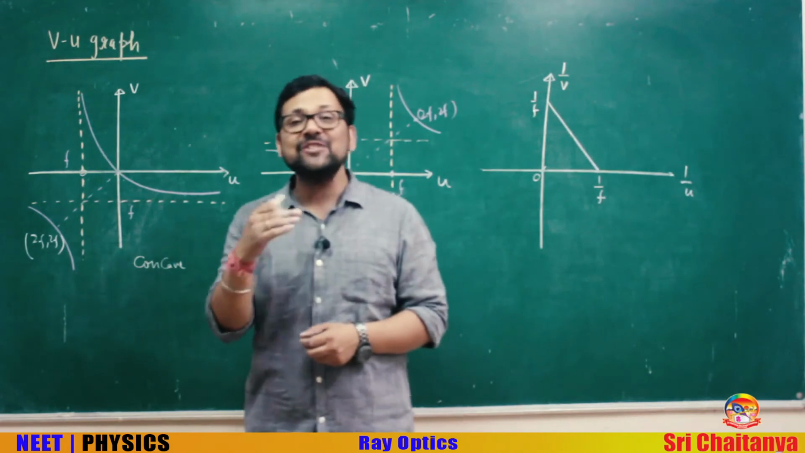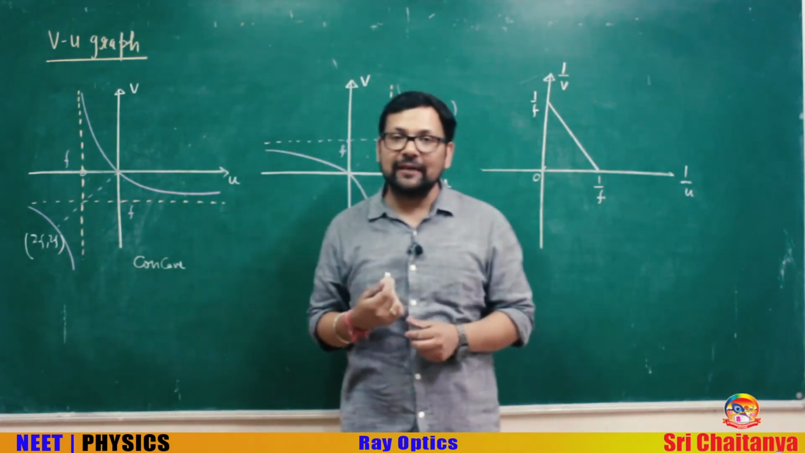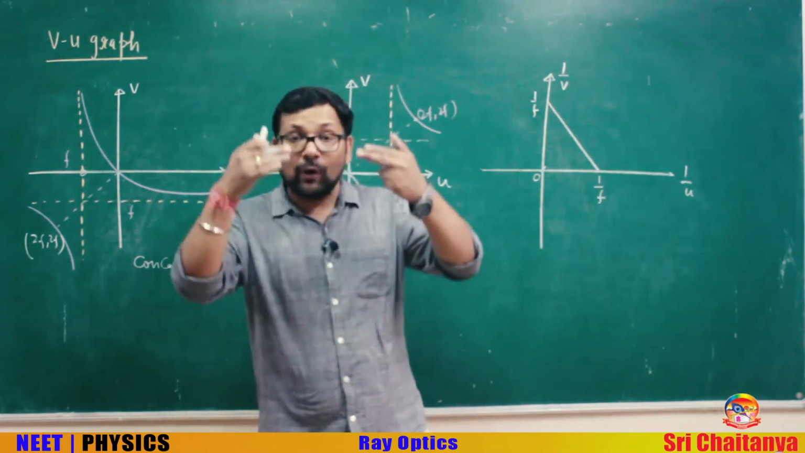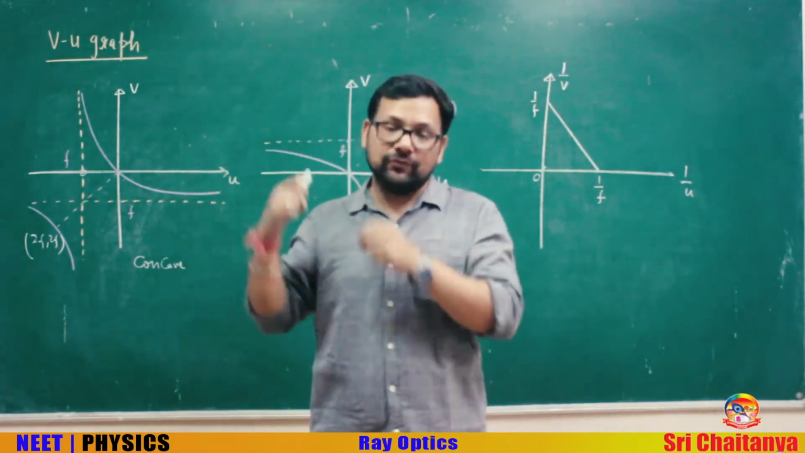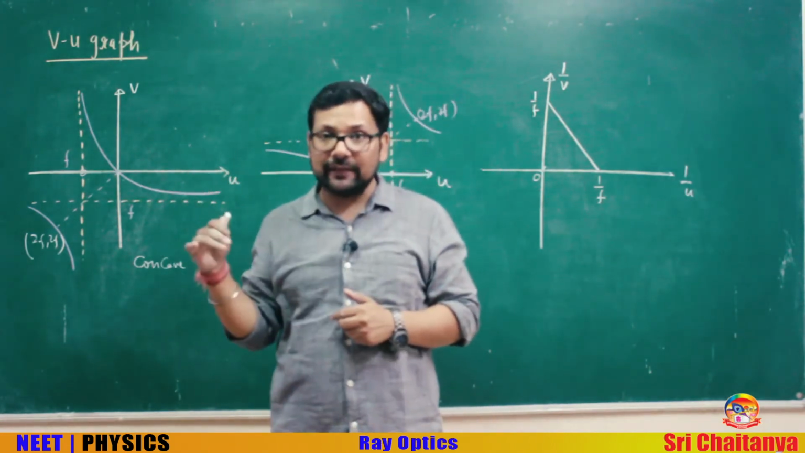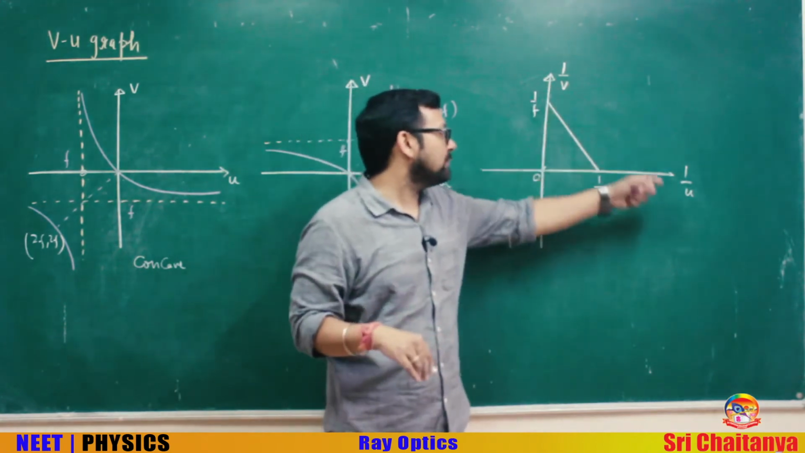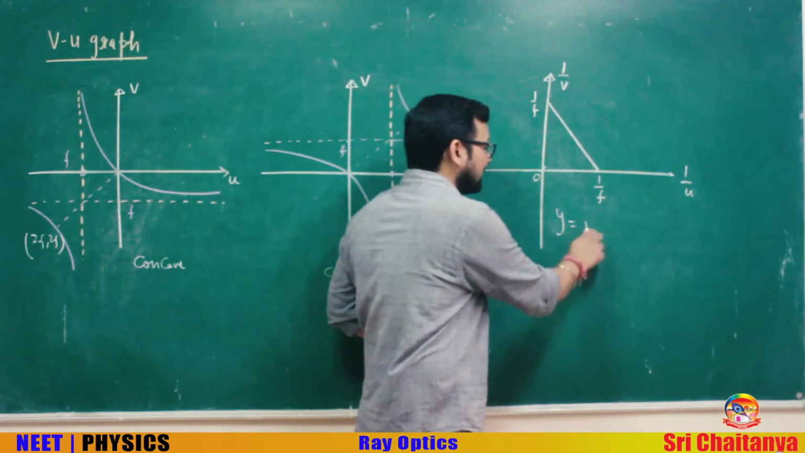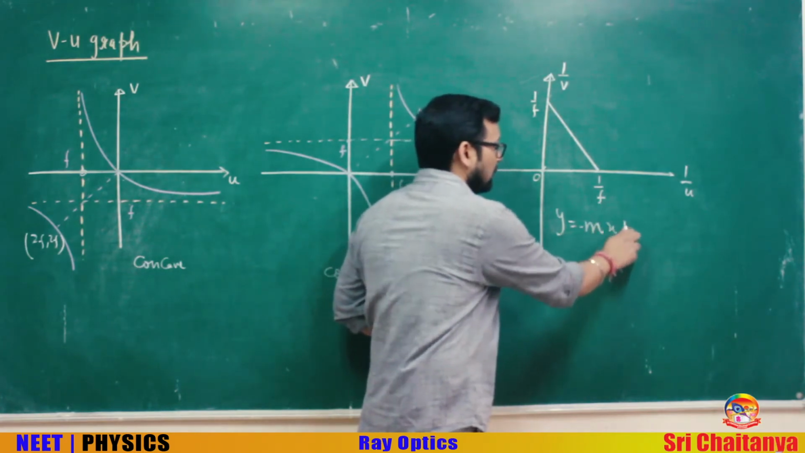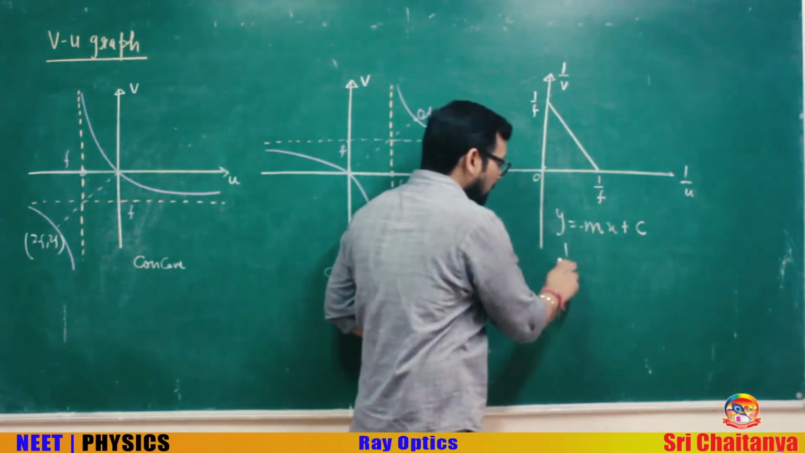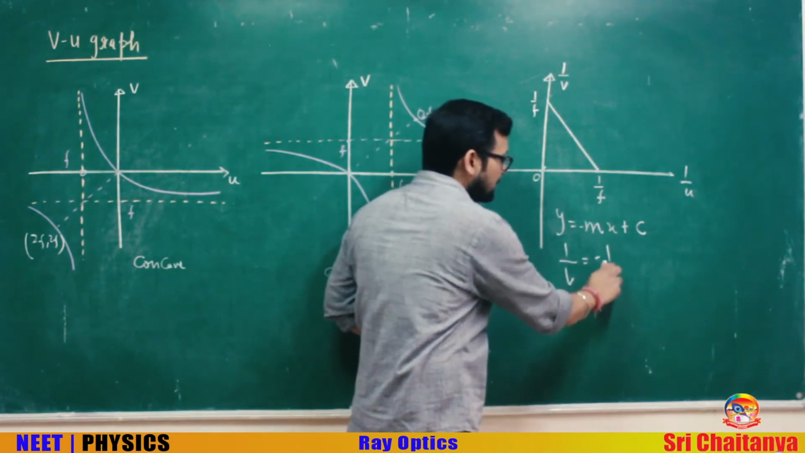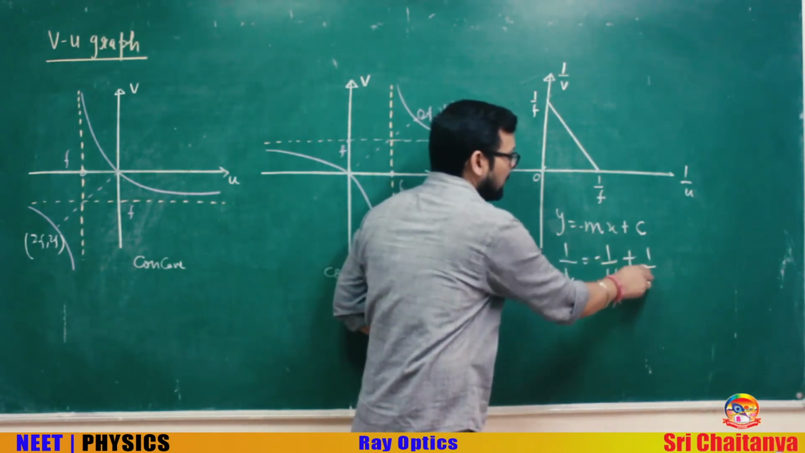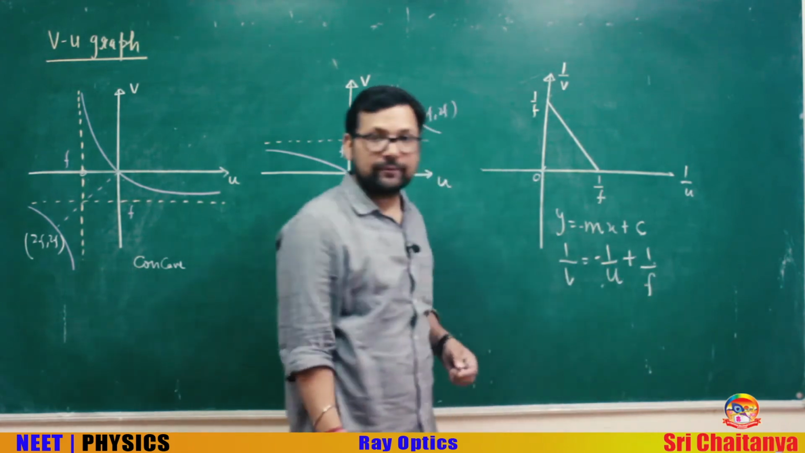So take these two negative focal lengths as the x and y axes and draw a rectangular hyperbola, because the equation is 1 by v plus 1 by u equals 1 by f. So this is a straight line that you can see here, 1 by v plus 1 by u equals 1 by f. This equation is something like y equals minus mx plus c, where y is 1 by v, minus 1 by u, plus c, 1 by f. So 1 by f is the intercept.